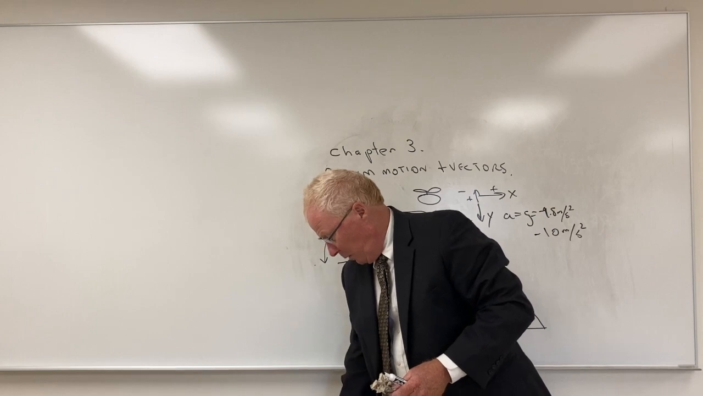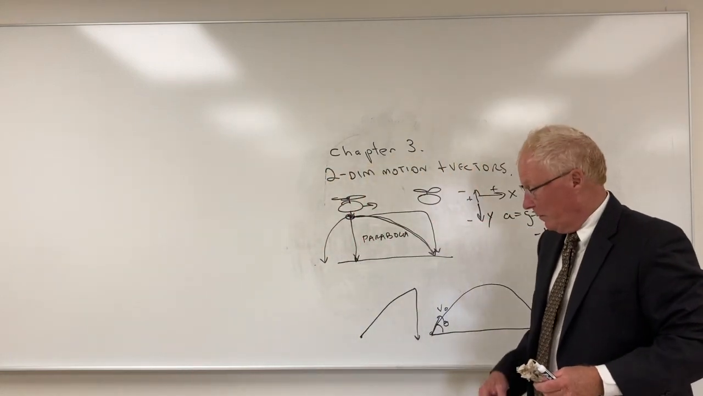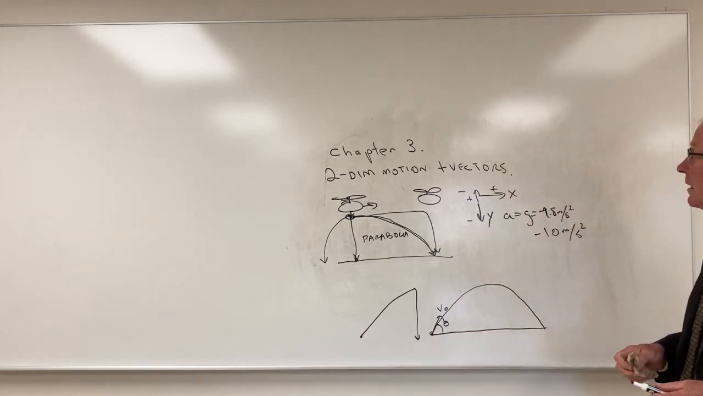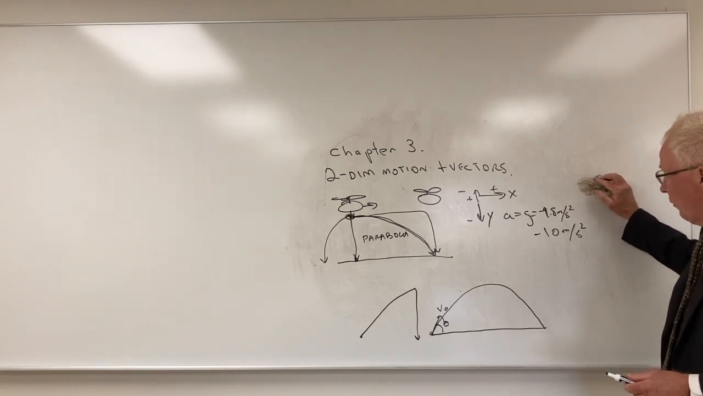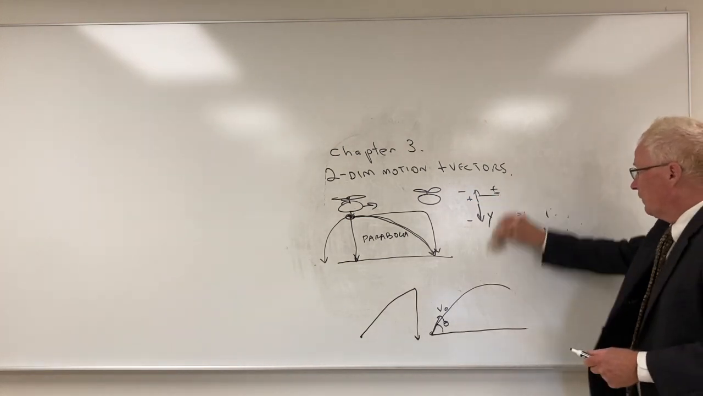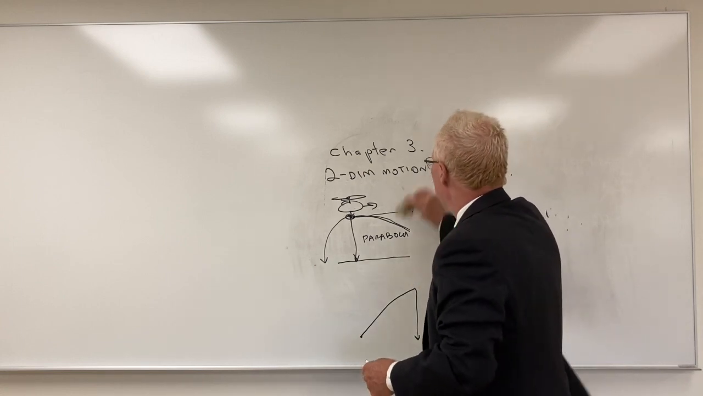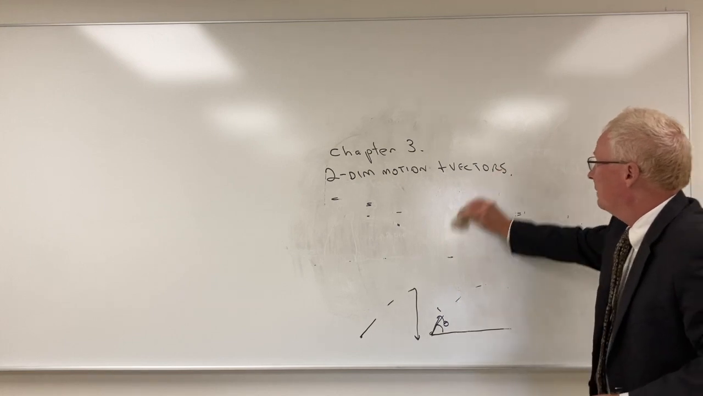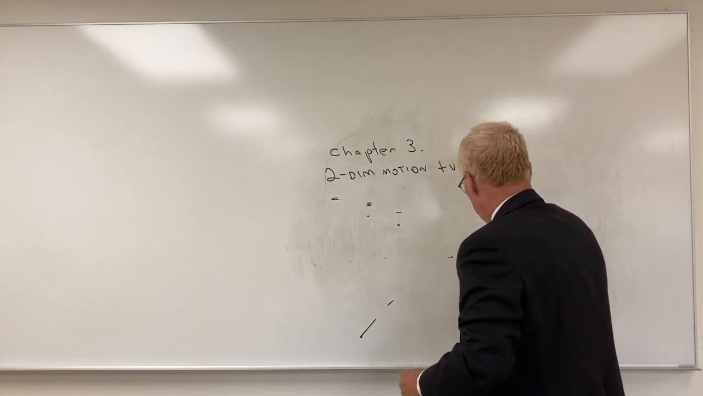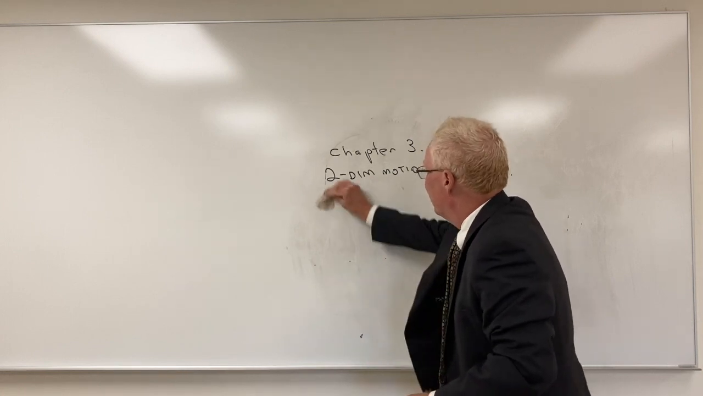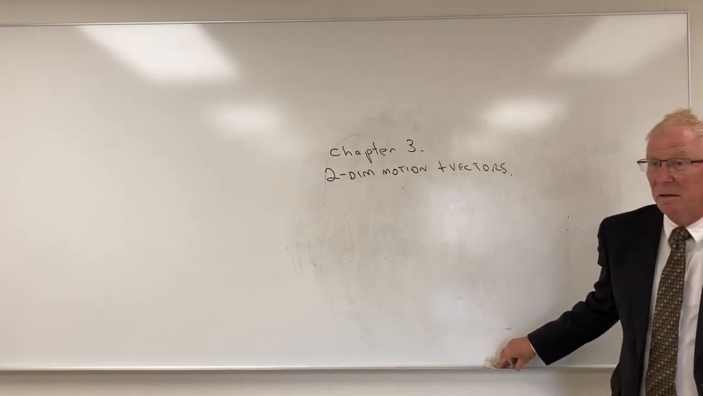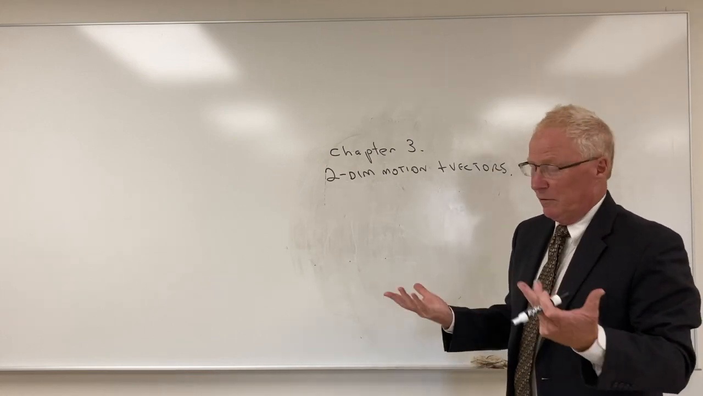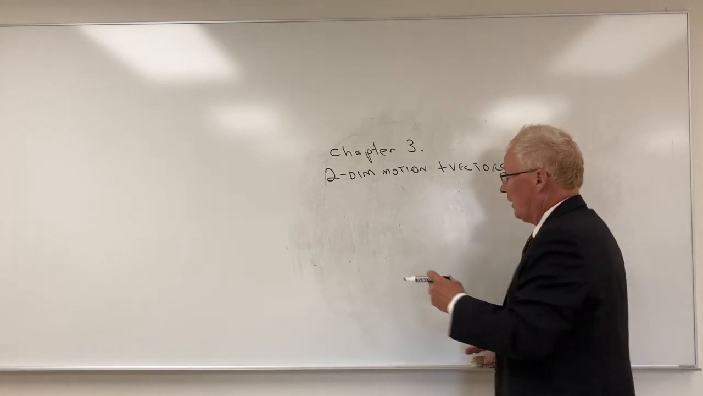So for this first part of the chapter, I'm only going to deal with vectors. I'll talk about two-dimensional motion in the next lecture. So the first part here will be strictly on vectors. What I'm going to be doing is showing how you can solve for vectors using a graphical method. And the best way to do this will be using a protractor of some sort to solve these.